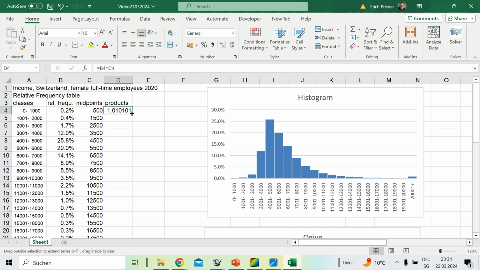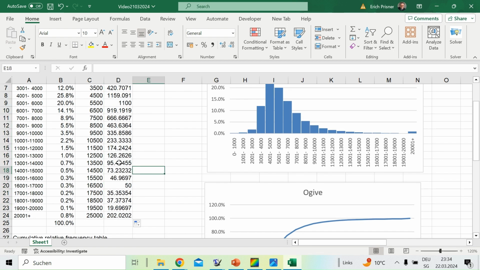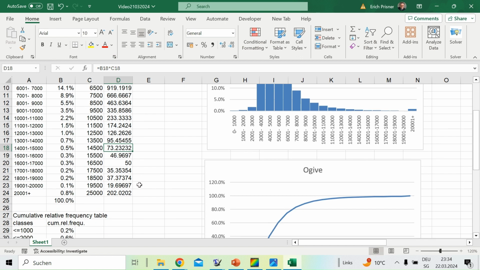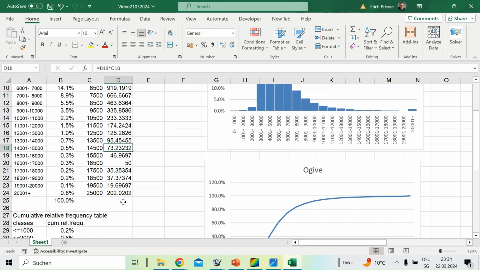So I grab this handle here, put it down, and go just up to the end. And as you can see here, as you can confirm, if I double click on it, each of these cells is just a product of the two cells to the left of it, as it should be. So here it's B17 times C17, and so on and so on. So we have all these products. And what we want to do is we want to make the sum of these products. So we do it here.